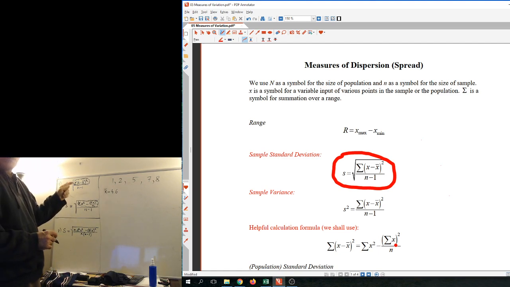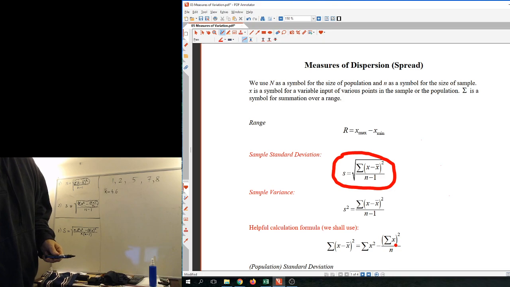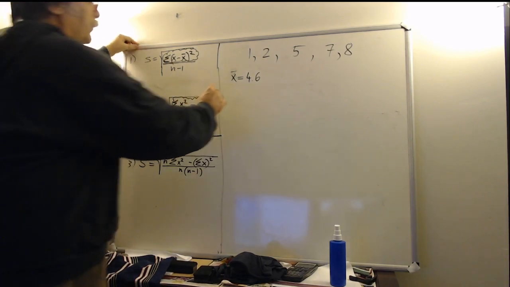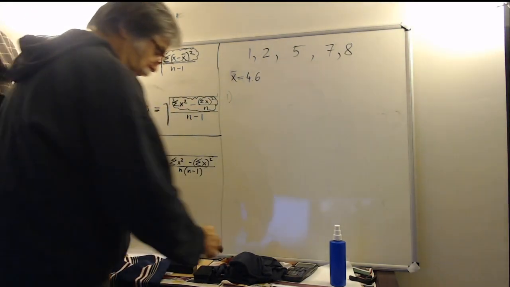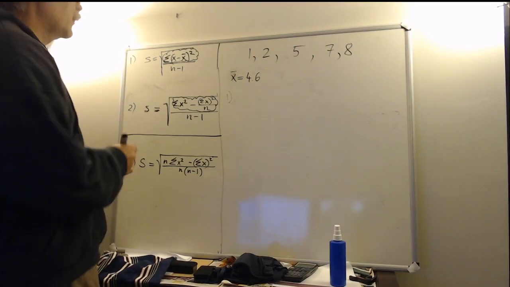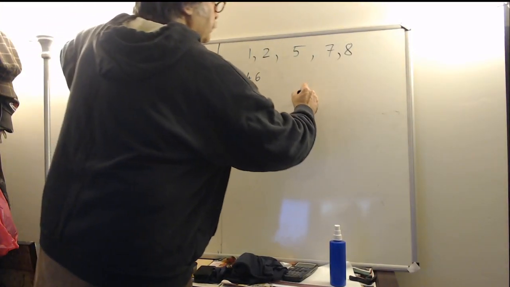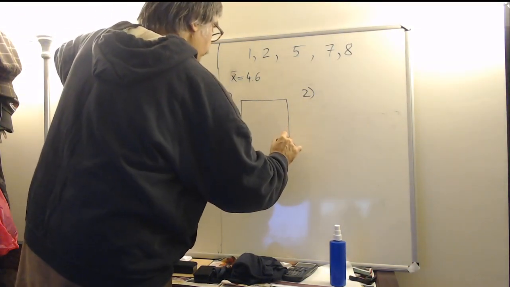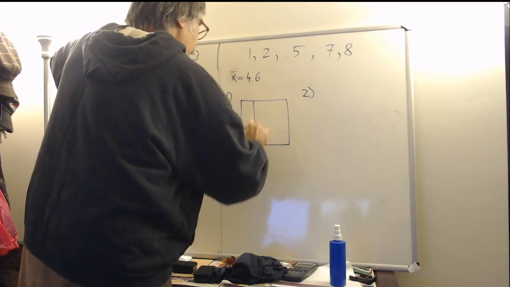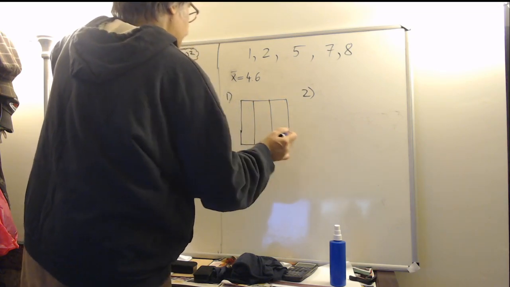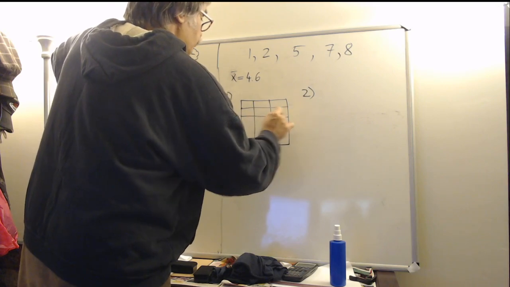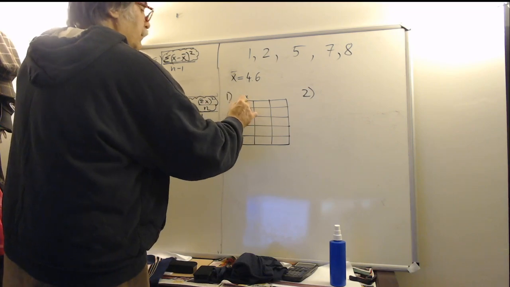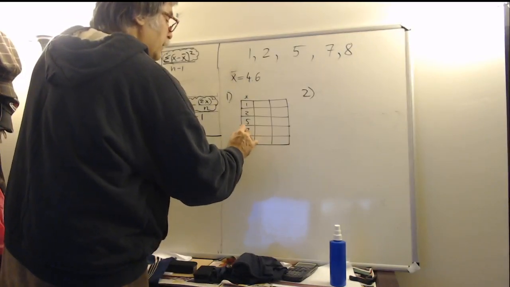So now, how I'm gonna use it? I'm gonna show you the example of using the formula number 1, and then I'm gonna use the formula number 2 as well. So for the formula number 1, you will need 3 columns of your table. Five data points. So you have x, which is 1, 2, 5, 7, 8.